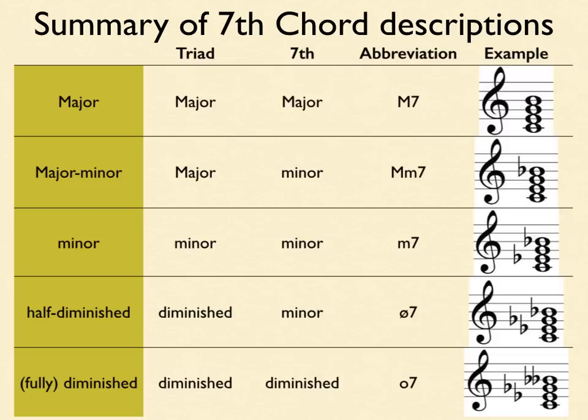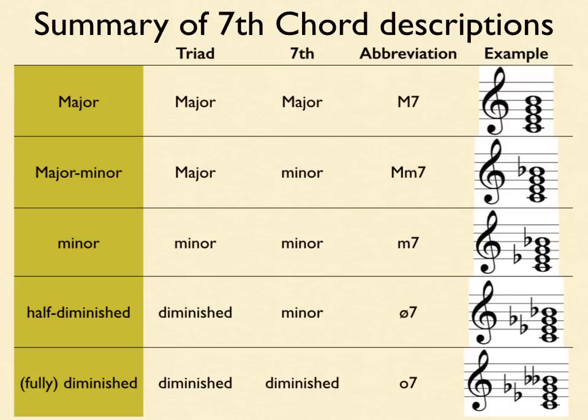You can also just have your normal minor seventh chord, in which case you have a minor triad followed by a minor seventh on top of it, and that's written as a lowercase m with a 7. That's the abbreviation you use. And just to look at the example again, between C and E flat is a minor third, and between C and G is a perfect fifth, so that's your minor triad there. And then you've added a minor seventh on top of it with a B flat again.